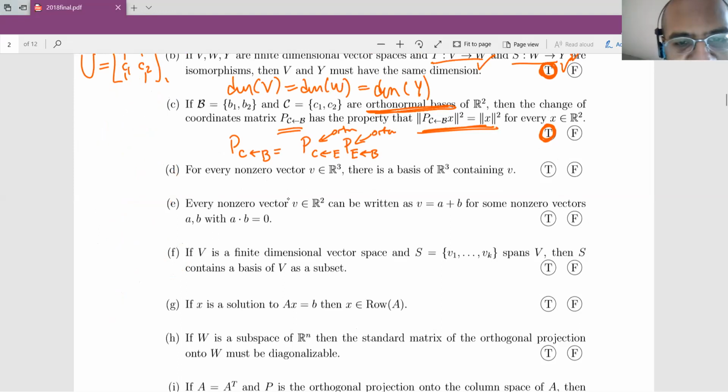So the next question is, for every non-zero vector V, there is a basis of R3 containing it. So you have some vector V in R3. The question is, is there some basis containing it? So how would you go about thinking about that? Do you know any way to find a basis containing a given vector?